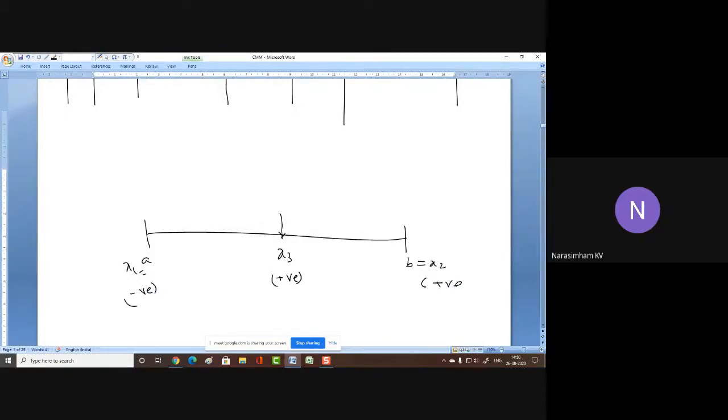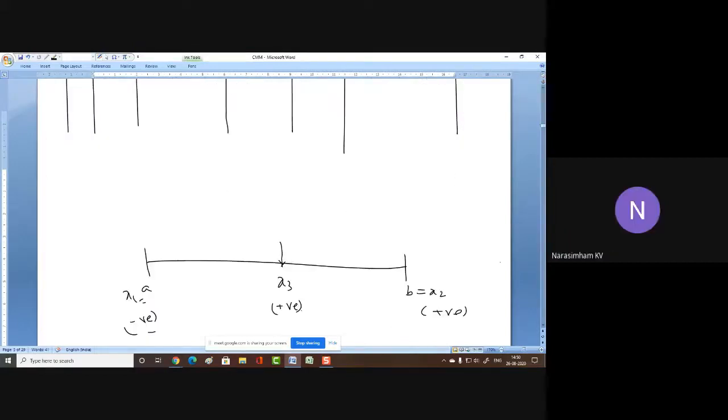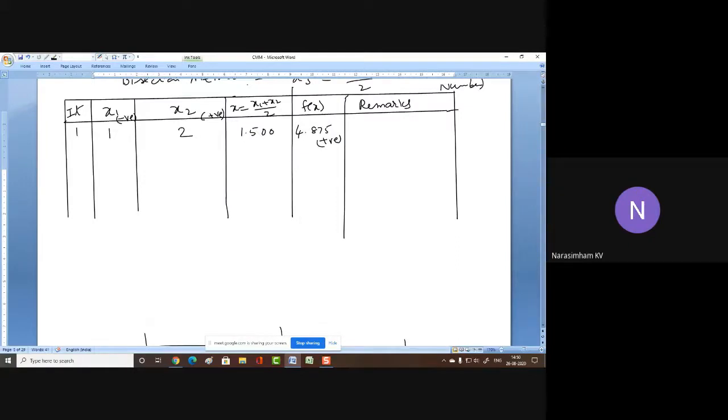By intermediate value theorem, then tell me the location. Anybody? x3 is positive, 4.8 something. Then what do you say? The required root lies between x1 and x3, because alternatively negative, positive, or this one negative, this is positive. Then the root lies between x1 and x3.